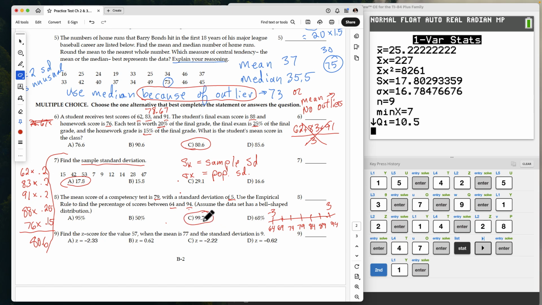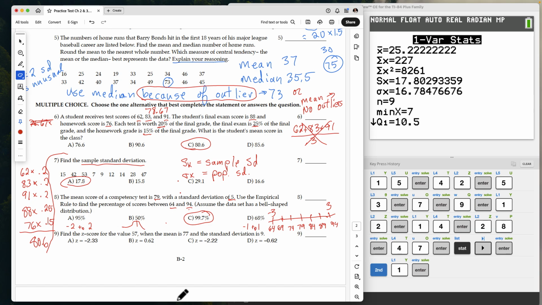3 standard deviations is here. 95% is if it would have been from 2 standard deviations below to 2 above. 68 would have been 1 standard deviation below to 1 above, and 50%, well, that would have been if you were just either below the mean or above the mean. 50% would be half. So it would be like from 0 to 79 or 79 to infinity or something like that. But just to throw you off.